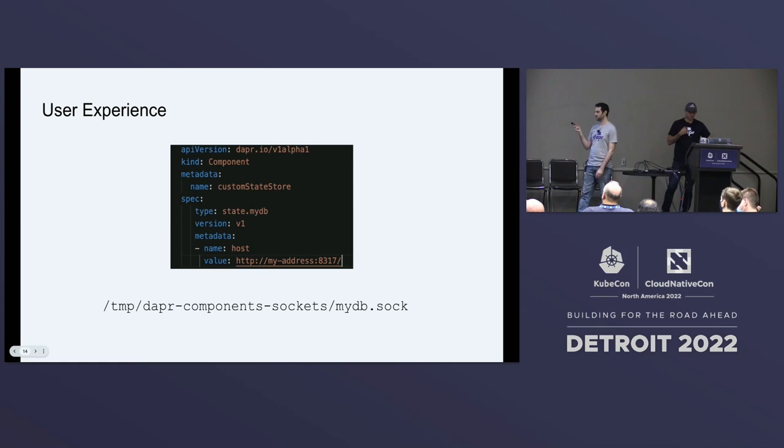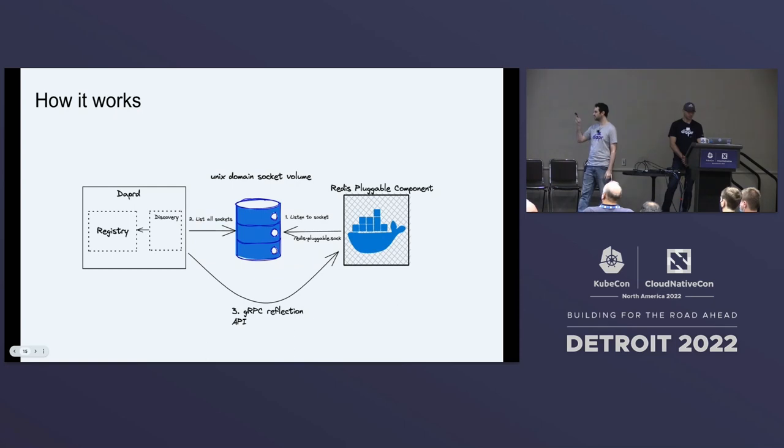And we use a domain socket. So the Dapr runtime looks at the local file system, it searches for a local domain socket, and then it basically looks for other processes that register to it, which would be the pluggable components. And this is really what it looks like.